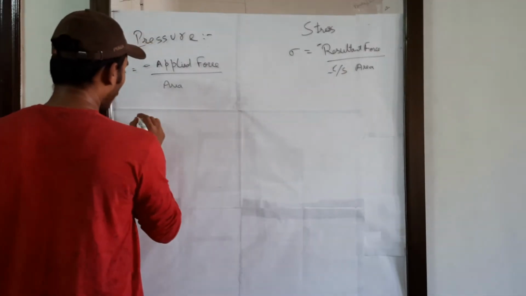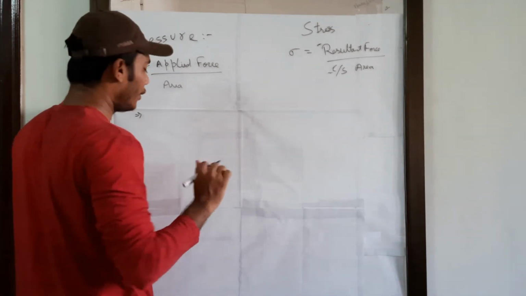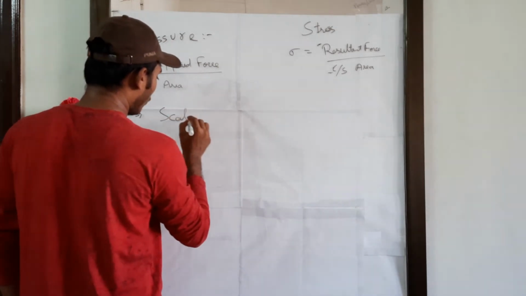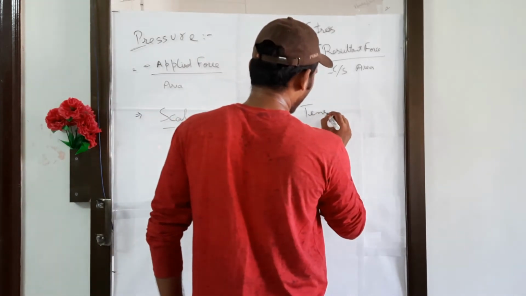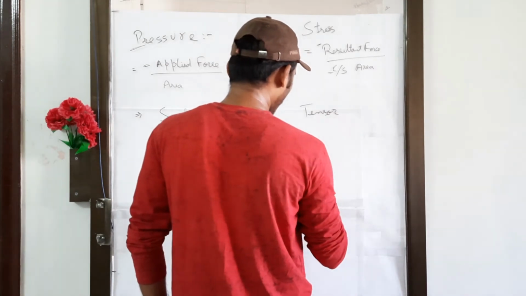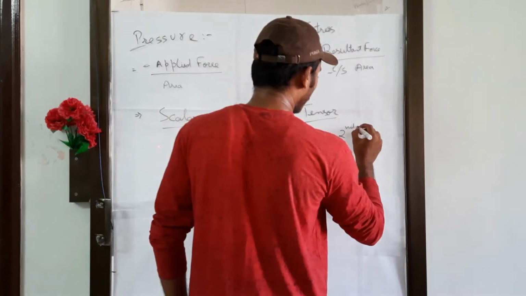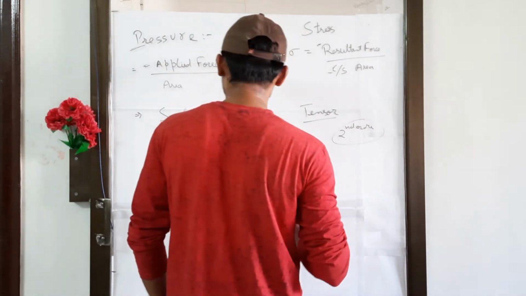Another difference is, to define pressure, you just need the magnitude, because pressure is a scalar quantity, but stress is a tensor quantity. So you need magnitude, you need direction. A tensor quantity of second order means you need two directions to define.